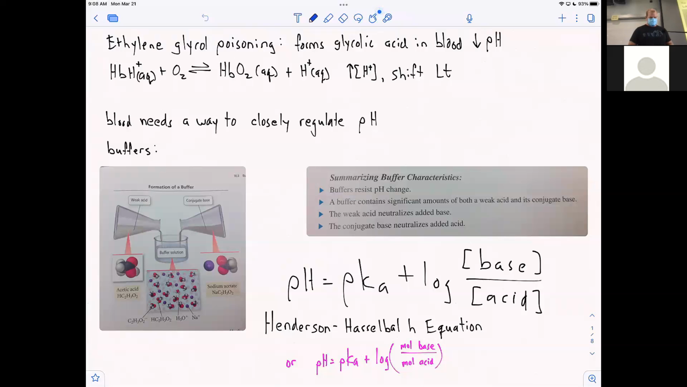We were talking a little about acids and bases still, but we're going to talk specifically about something called buffers. But before that, let's talk about ethylene glycol poisoning.